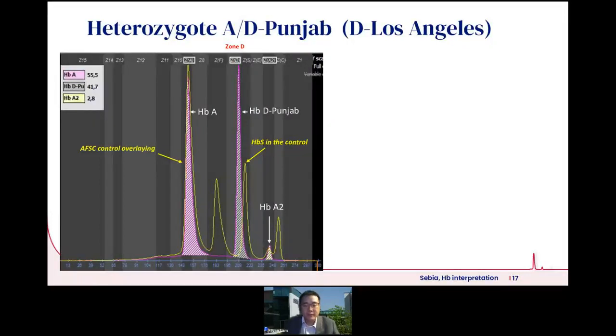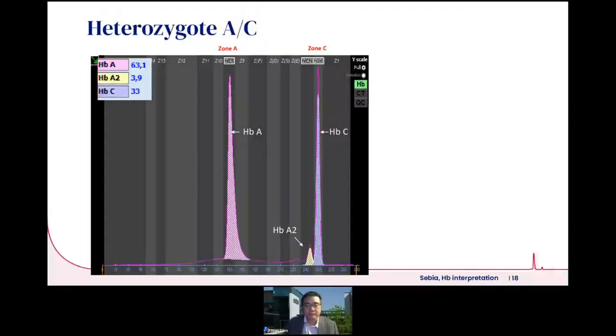This is an example of heterozygous hemoglobin D. Although its position is rather near to the sickle cell, it occupies a different zone. In this example, it is overlaid with the control hemoglobin, so that you know the different positions of D and S. This is an example of heterozygous hemoglobin C. Characteristically, the variant hemoglobin is always at a lower percentage than hemoglobin A.